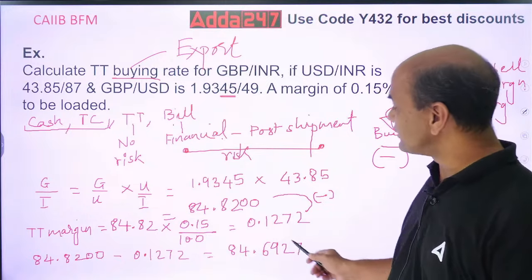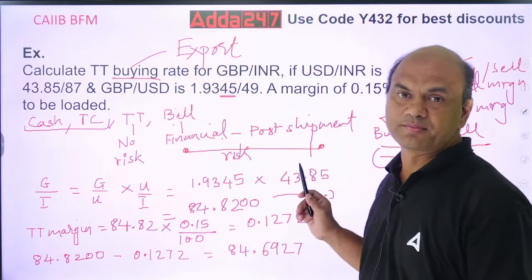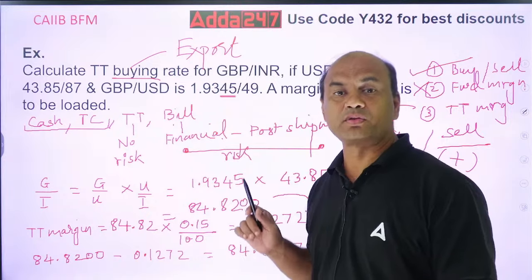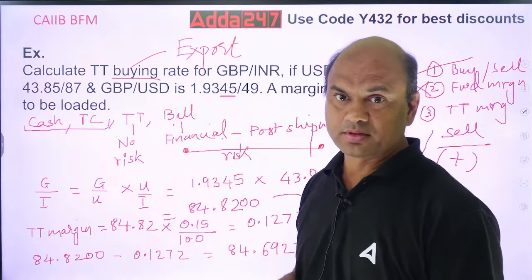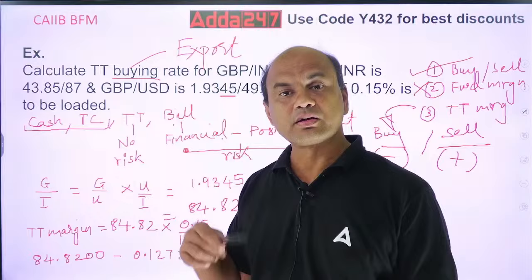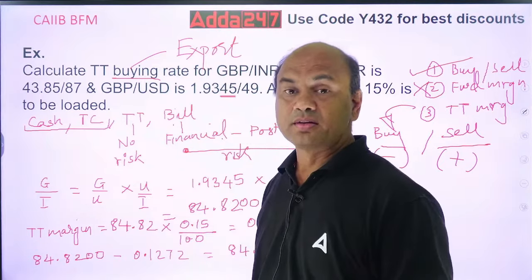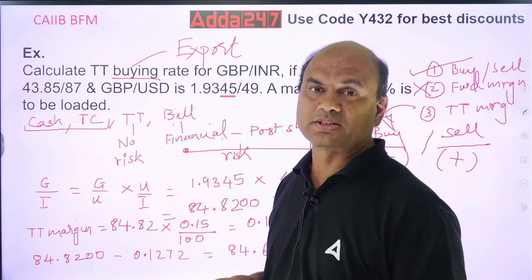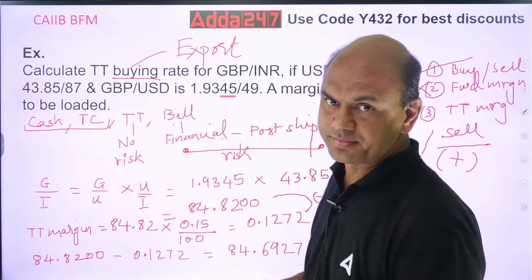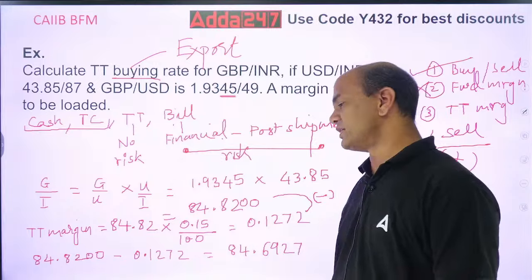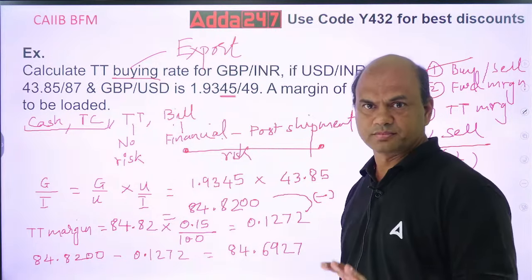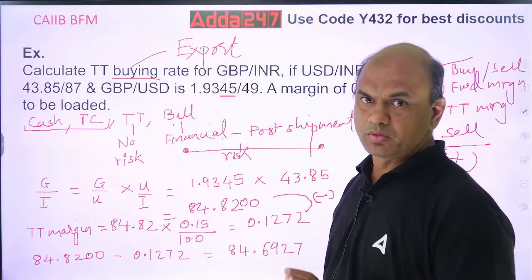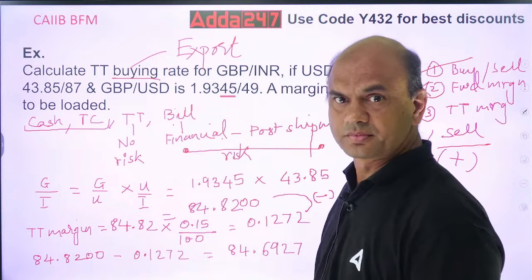6927. So this is the final rate which you will be getting. This rate you will have to give to the client. Okay? This rate you will be giving to the client. Got it? This is how the numerical will be solved. It's called a chain reaction or chain rule, cross currency rate. Got it, everyone? Clear? Move on. Next.